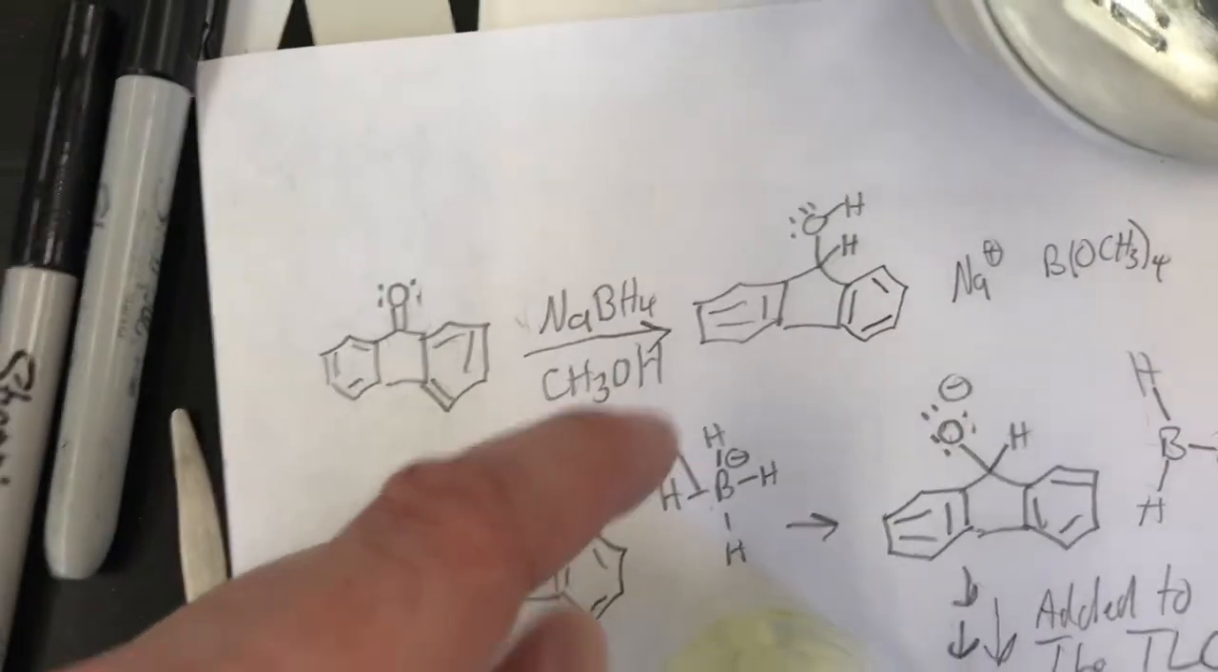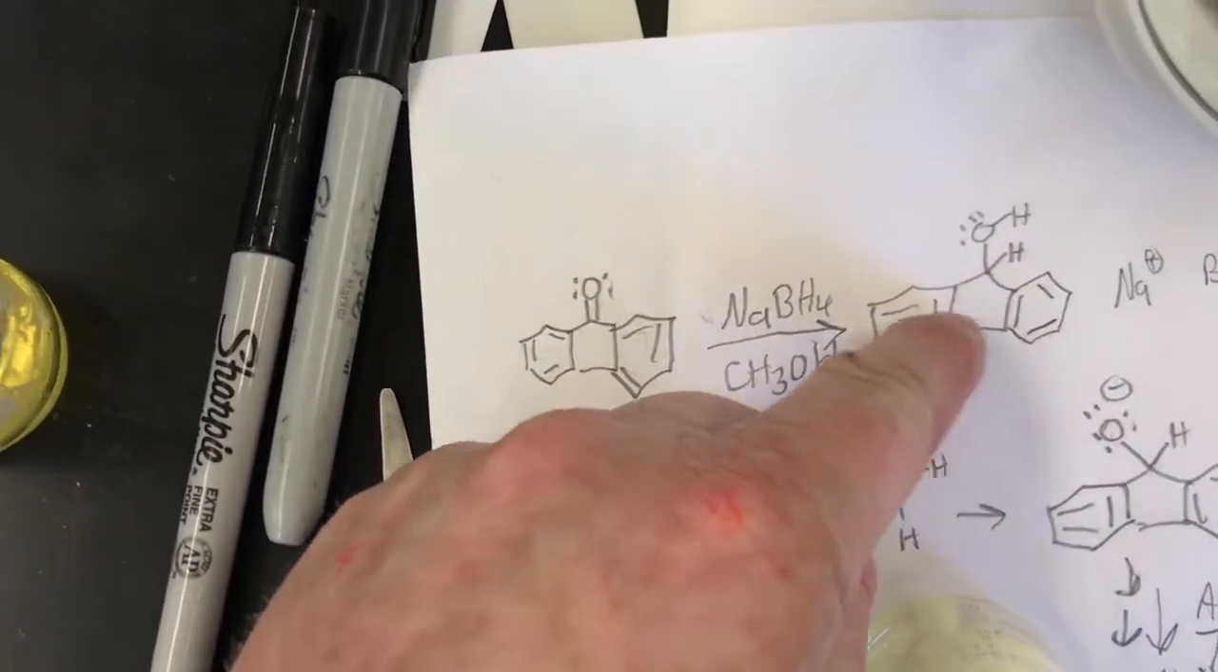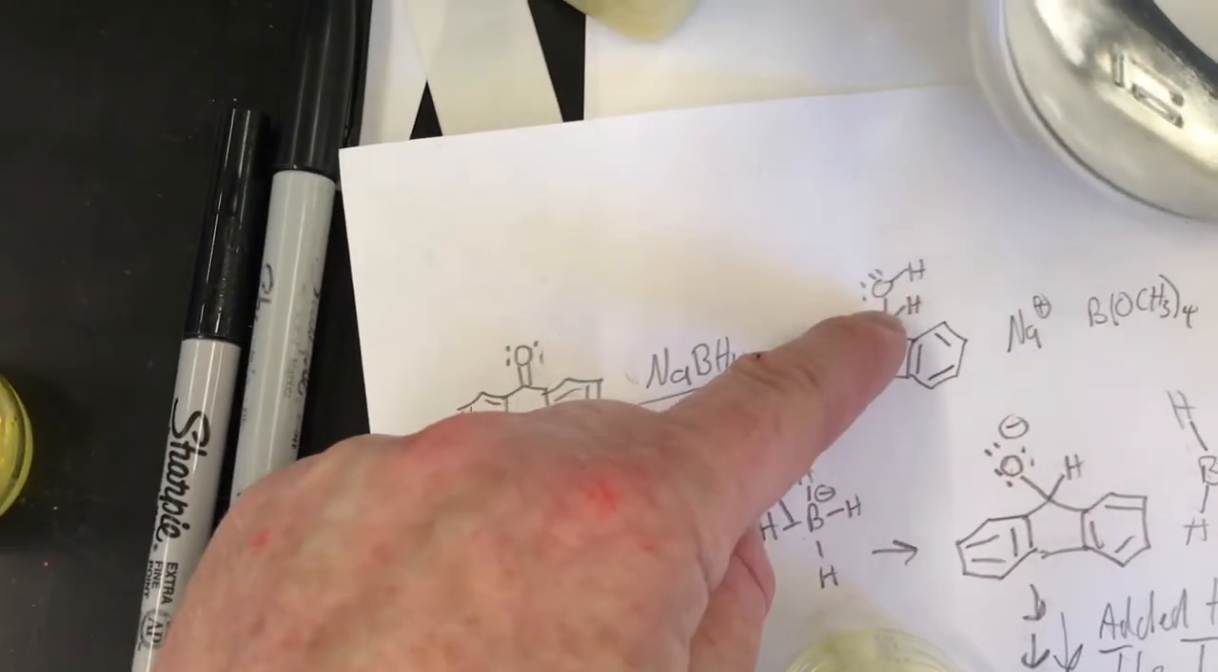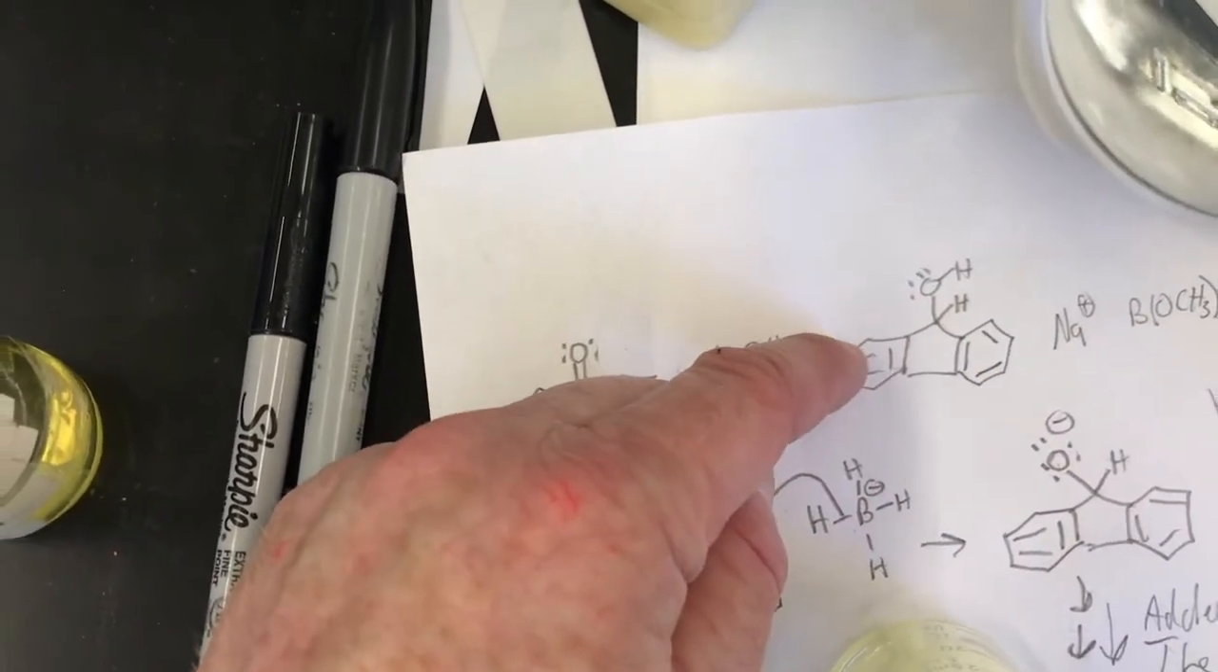My product precipitated out. It's hard to see there. Yeah, there it is. So there's my fluorinol. It's a good yield, huh? My fluorinol has a lot of organic, non-polar character, but it also has an alcohol. It's pretty soluble in methanol, but it's not very soluble in water.